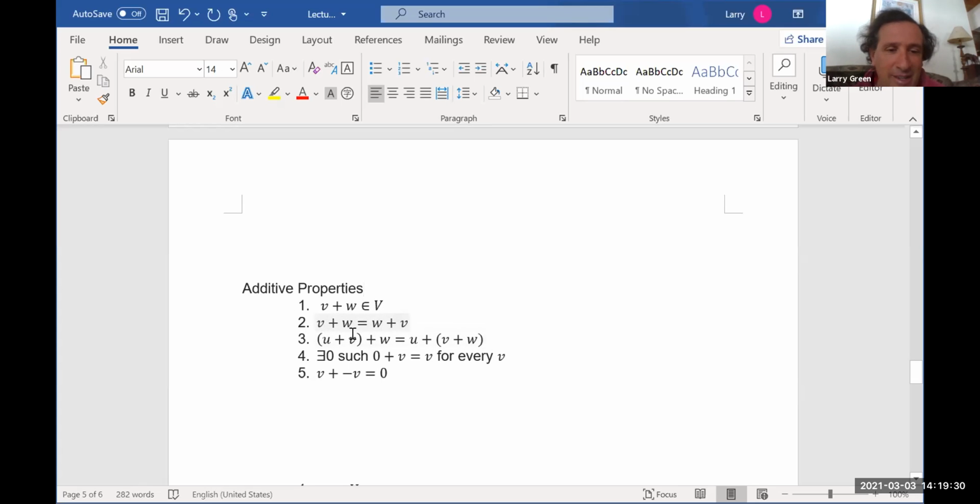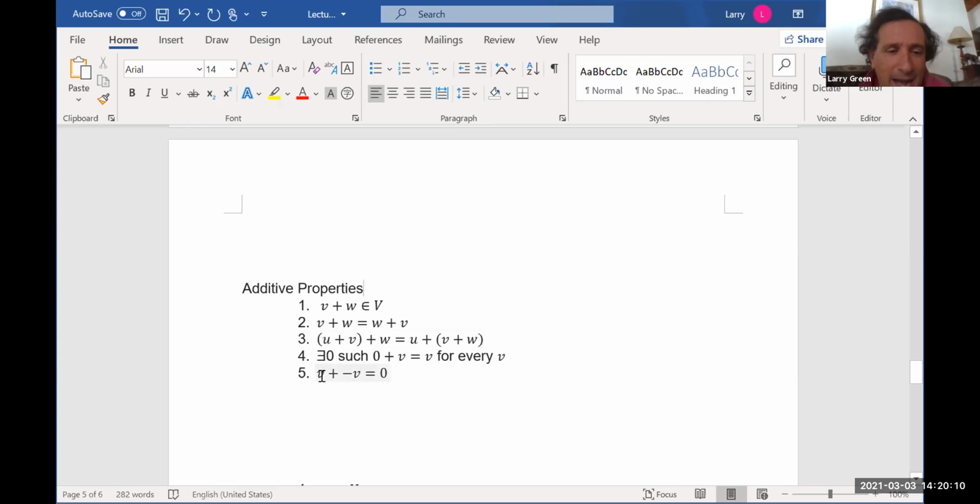Number 2, you guys already said, V plus W equals W plus V. Number 3, you also said. So number 2, by the way, was the commutative property. Number 3, U plus V plus W is equal to U plus V plus W, grouped either way. That was the associative property. You guys got that one. Number 4, you got also, and there exists a 0 such that 0 plus V equals V for every V. And again, for matrices, that's the 0 matrix. For numbers, it's a 0 number. Any questions on that?